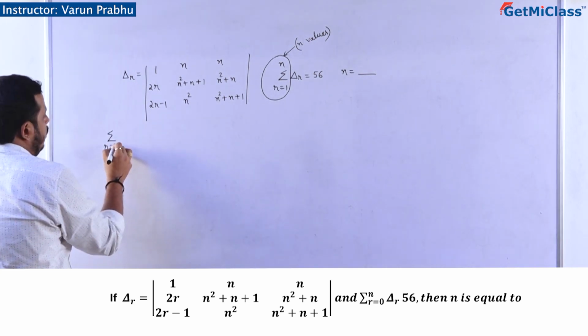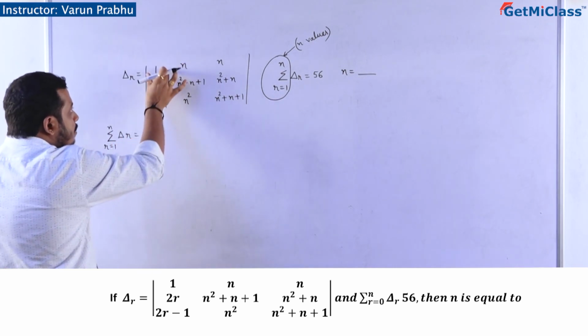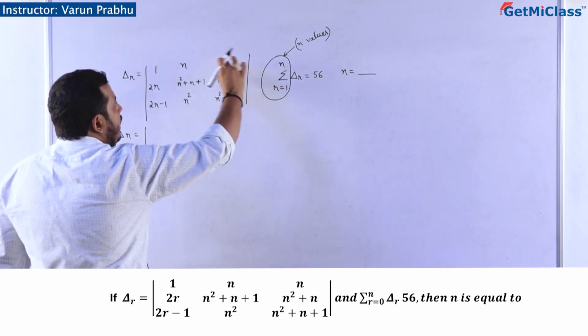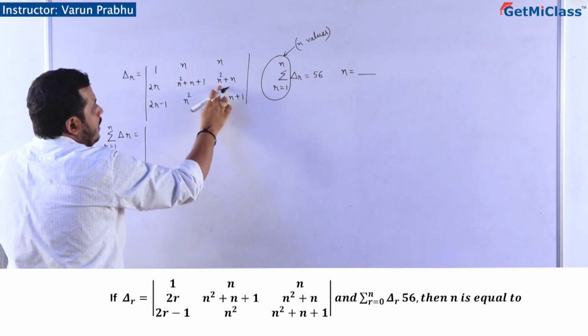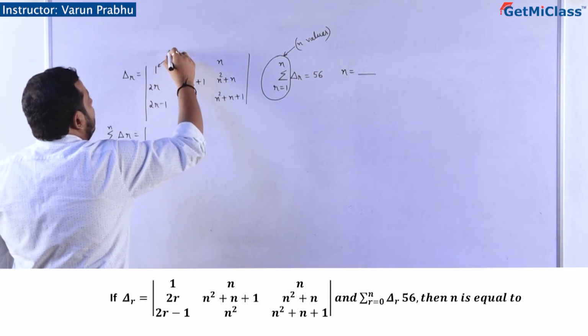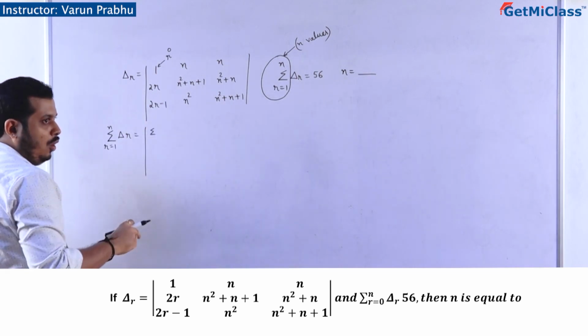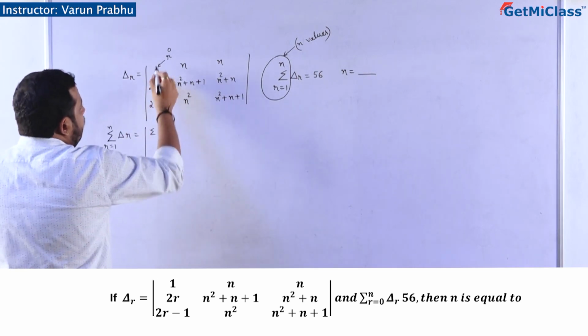Sigma r is equal to 1 to n of delta r will be equal to, you can summate this entire column or you have to summate the entire row. In row n is there, it is free from r, so I can treat this 1 as r power 0. You have to summate any one row or you have to summate the column. That's the meaning of it. You cannot leave this 1 as it is.